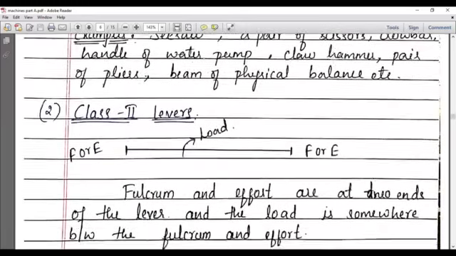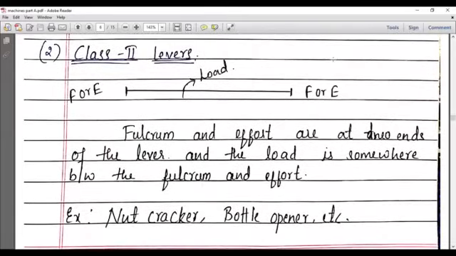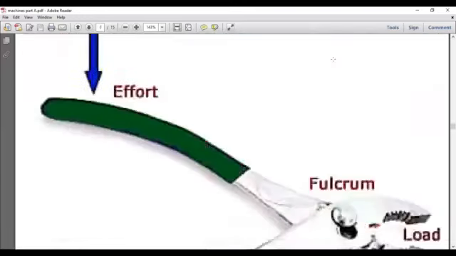Next one is class 2 levers. In class 2 levers, what happens? The load will be in the middle, and the fulcrum and effort are on either side of the load. For example, a bottle opener. See, here are some examples.